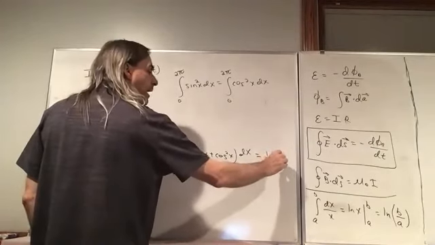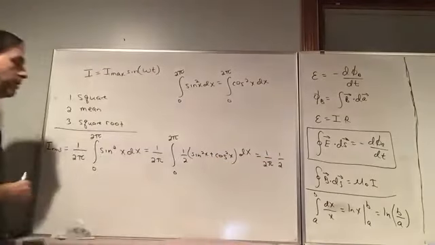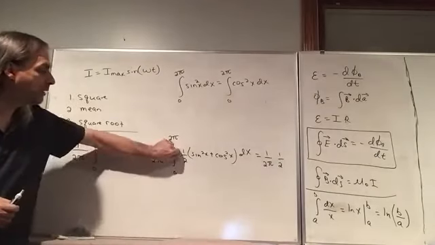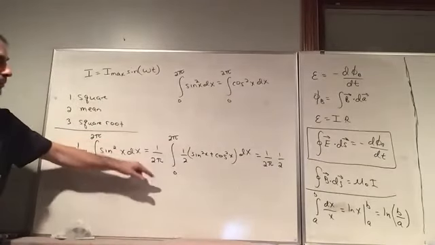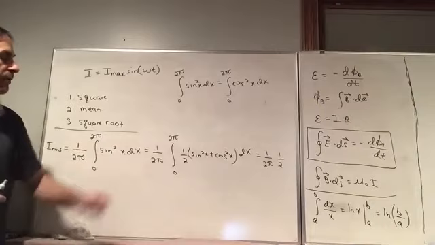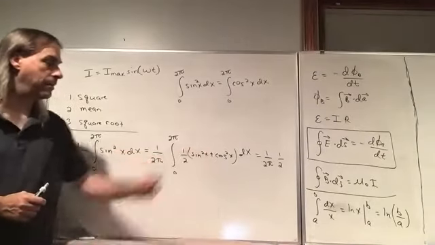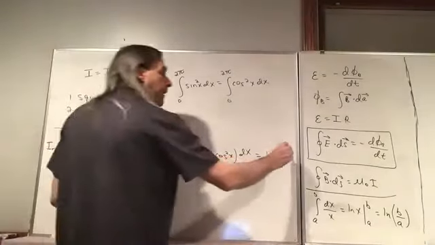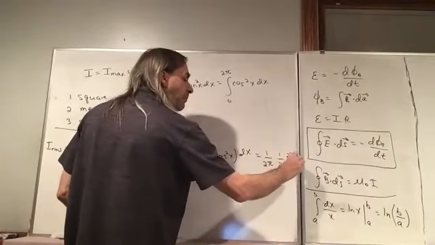So let's take the 1/2 out. So we have 1 over 2 pi. Let's take the 1/2 out. And then we have the integral from 0 to 2 pi of 1. And so that's going to be just 2 pi.